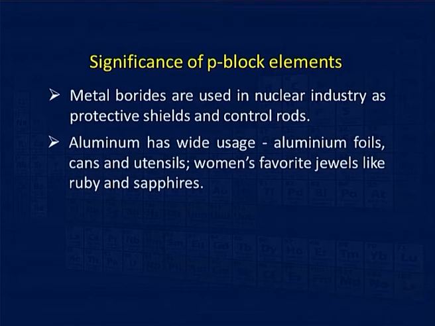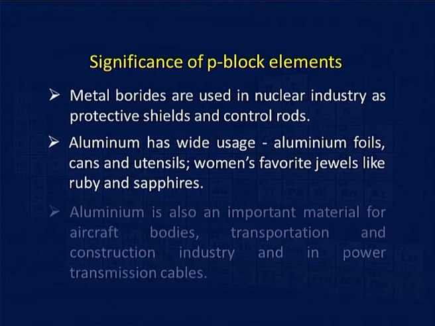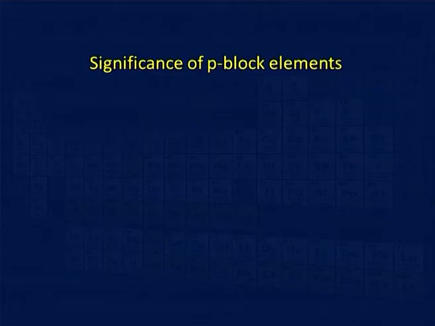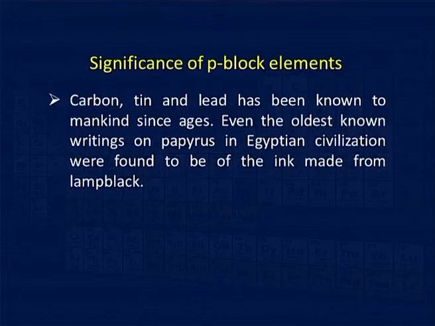Aluminum has wide uses: aluminum foils, cans, utensils. Women's favorite gems like ruby and sapphire are composed of aluminum. Aluminum is also an important material for aircraft bodies, transportation and the construction industry, and it is mainly used in power transmission cables.